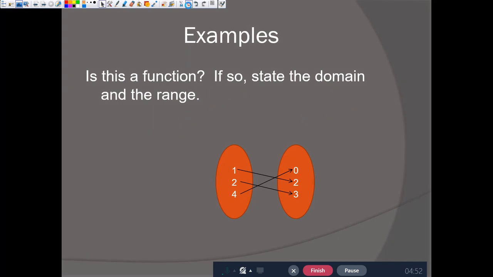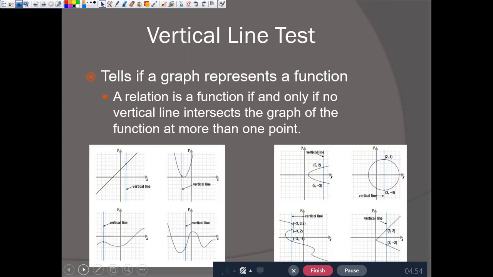So, the vertical line test tells if a graph represents a function. A relation is a function if and only if no vertical line intersects the graph of the function at more than one point. So I know that these are kind of hard to see, so I'm going to zoom up on them.